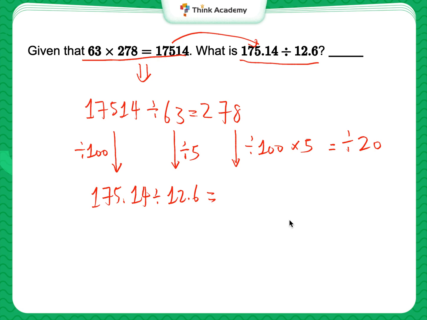And of course, if you find it a little bit difficult to divide 278 by 20, you can divide it by 2 first, and then divide it by 10. So after dividing 278 by 2, we get 139. And after dividing it by another 10, what we have is 13.9 as the answer. All right?